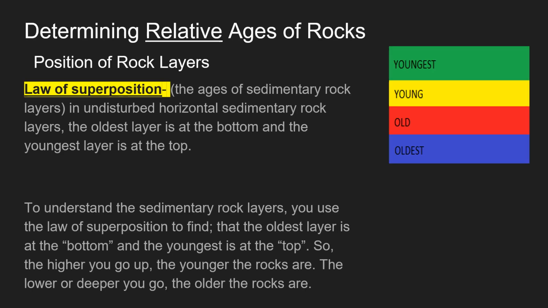Determining relative ages of rocks. So the position of rock layers. The law of superposition is that in undisturbed horizontal sedimentary rock layers, the oldest layer is at the bottom and the youngest layer is at the top. To understand the sedimentary rock layers, you use the law of superposition to find that the oldest layer is at the bottom and the youngest is at the top. So the higher you go up, the younger the rocks are. The lower or deeper you go, the older the rocks are.